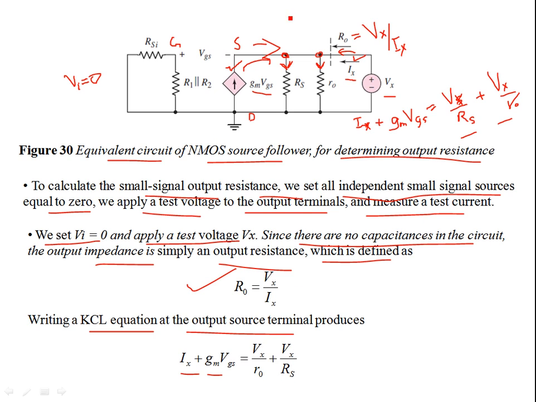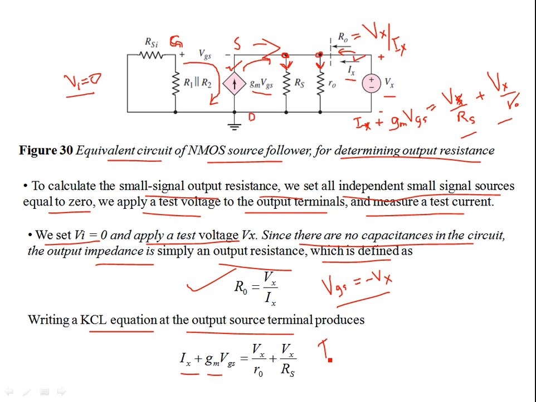Now the other thing to note over here is that Vi is 0. This is the gate terminal, right? If you apply KVL at this loop, the sum of all the voltages around the loop should be equal to 0. This implies that VGS plus Vx should be equal to 0. That means VGS should be equal to minus Vx. I can take this Vx to the other side.